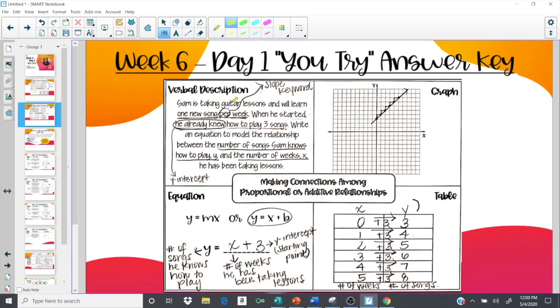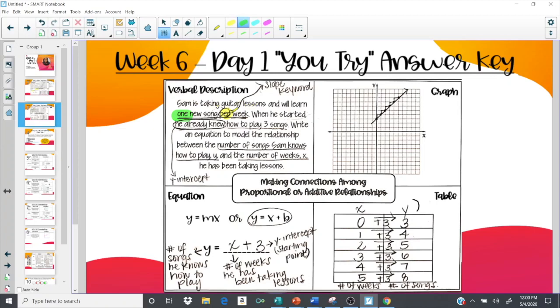So when I read this problem, I see 2 keywords, one being per. Per represents a constant rate of change. Therefore, it is a slope keyword. It represents your slope. And your slope is equal to 1. Okay?